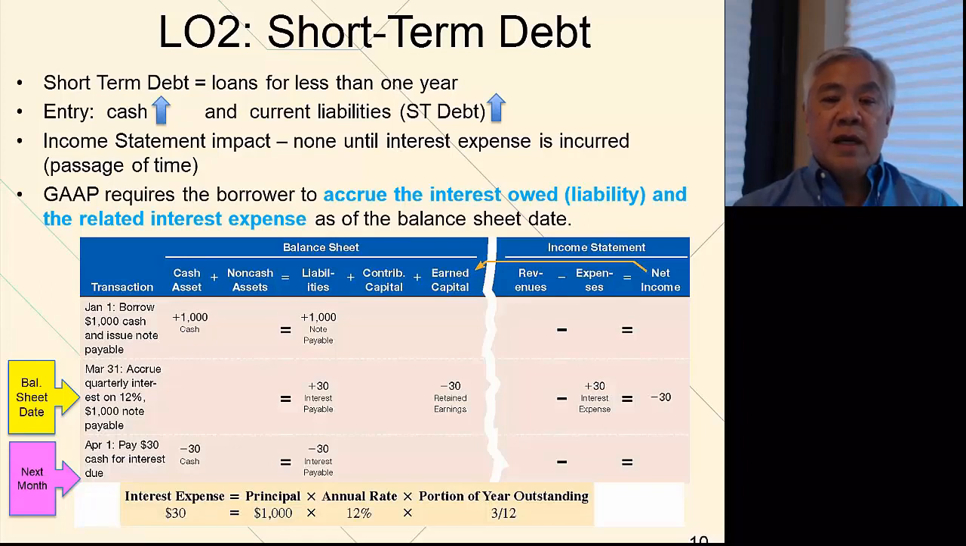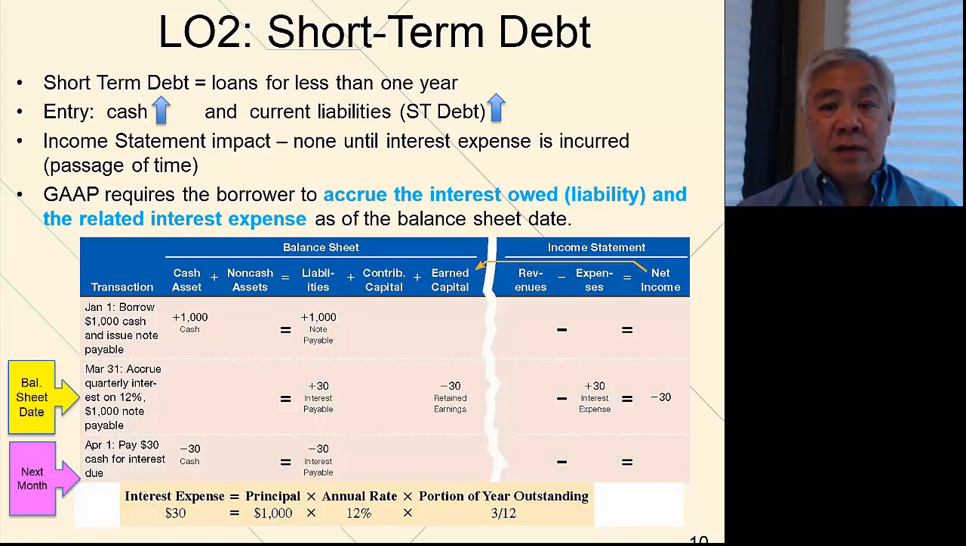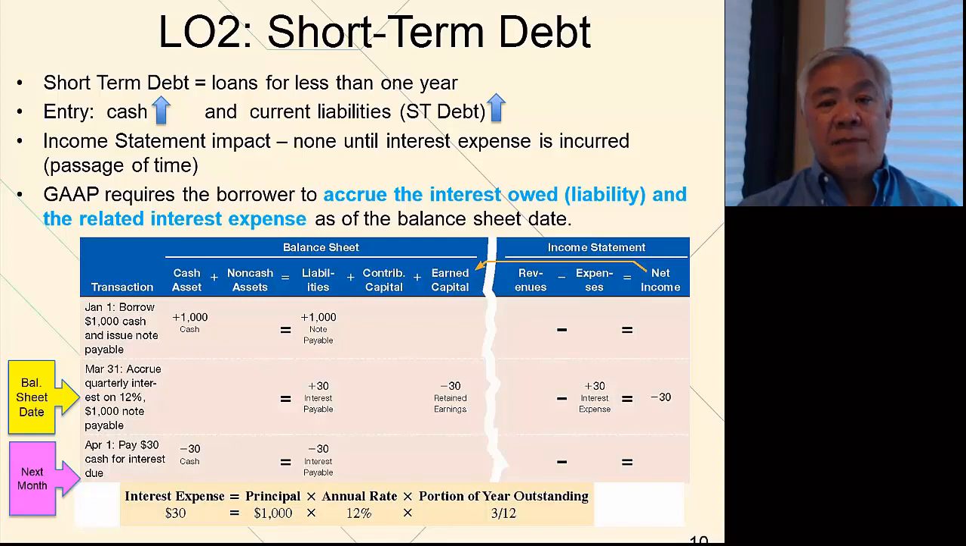Learning objective 2 is short-term debt. Short-term debt, by definition, means loans that you have that are going to be paid within 1 year. That's why it's short-term. And the entry is very simple when you first get the loan. Cash goes up, and the liability for short-term debt also goes up.